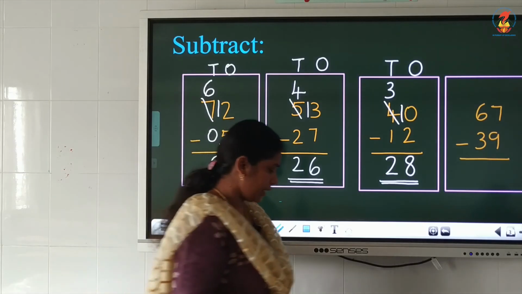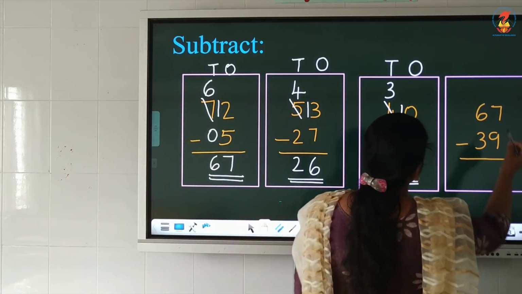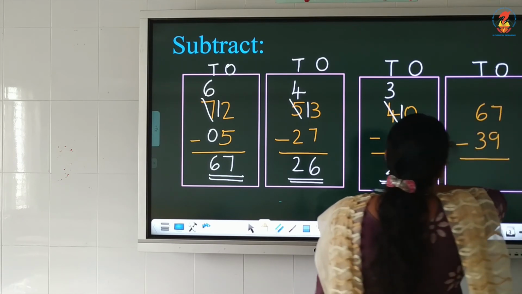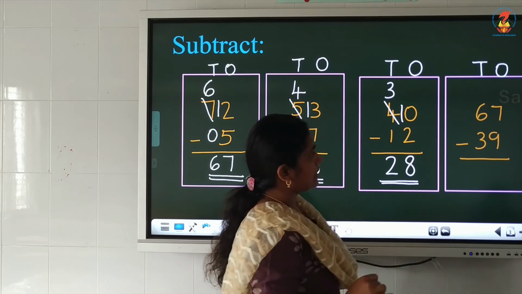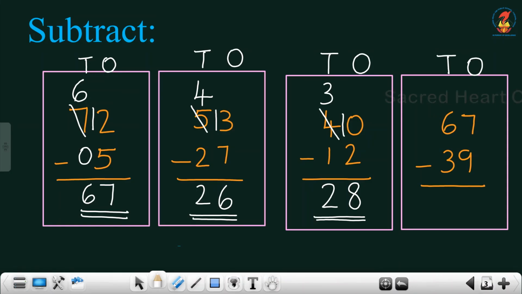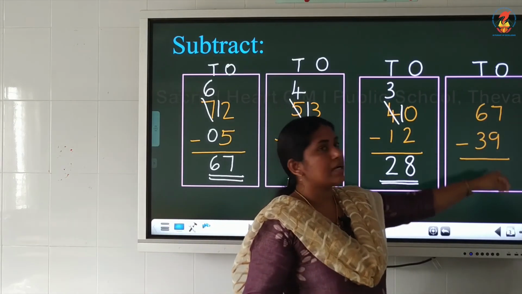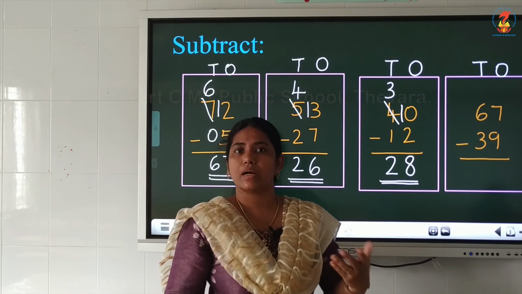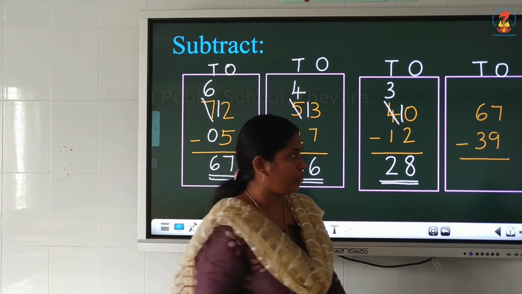Clear? Now look at the last question. Ones place, tens place. We are marking the place value first and read the question. 67 minus 39. Look at the ones place. 7 minus 9. The top number is 7 and down number is 9. So 7 is small, 9 is big. We can't subtract. So we want to borrow first.